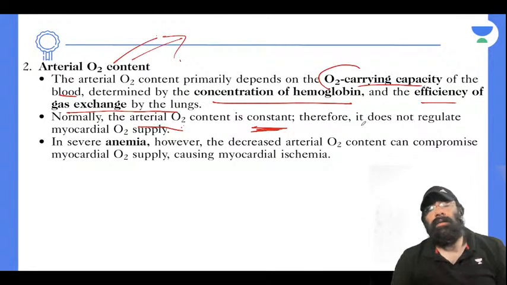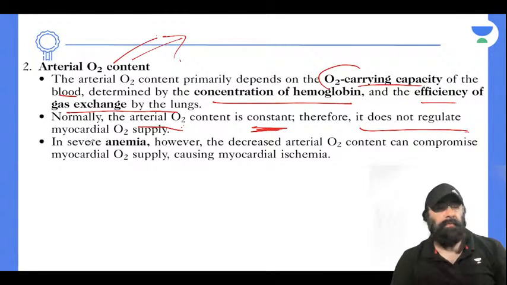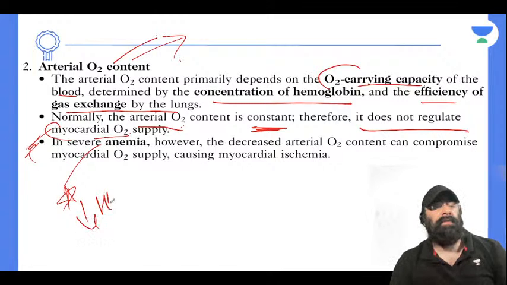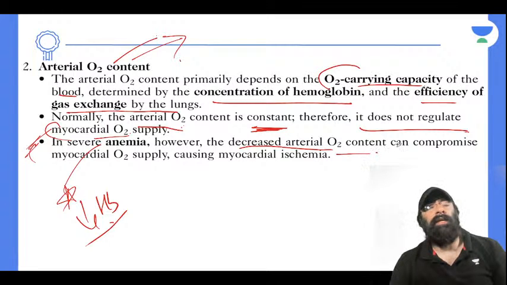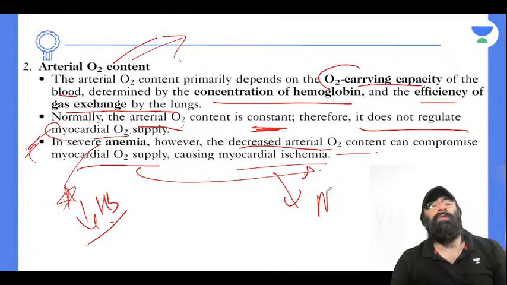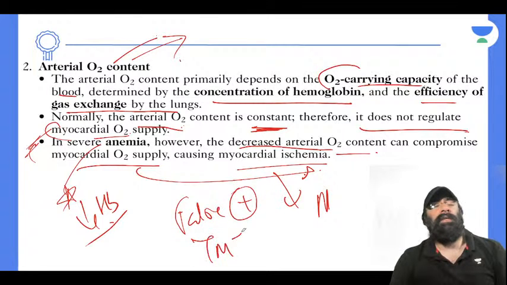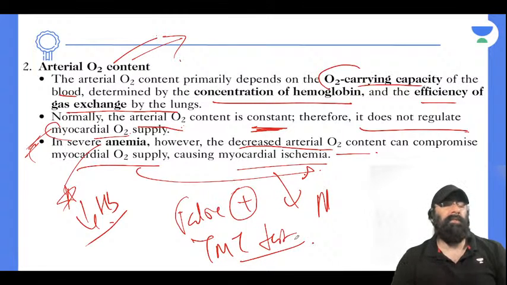Therefore it does not really regulate the myocardial oxygen supply. But in case of severe anemia, reduced hemoglobin, because of the decreased arterial oxygen content, this can compromise the oxygen delivery to the myocardium, leading to myocardial ischemia. This can lead to a false positive TMT test. False positive TMT test in severe anemia.